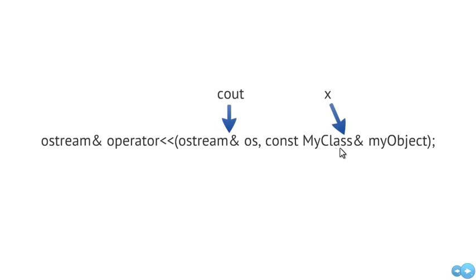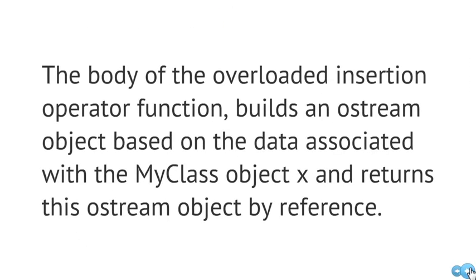In this particular case, we're talking about a myClass object, and we would pass that in by constant reference, since we wouldn't actually be manipulating the particular object. So let's take a look at what the body of the overloaded insertion operator would look like. Basically, in the body, we'll just be building up an OStream object based on the data associated with whatever we've passed in for our second parameter. So in our case, we were talking about a myClass object X, and what would be returned by this particular function would just be a reference to an OStream object.